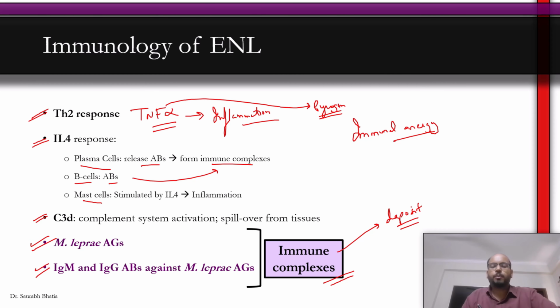We know that complement system is also activated in ENL. That leads to increase in the levels of C3D. Okay, but the latest theory says that C3D could be just a bystander molecule, increased because there is inflammation happening, not as a pathomechanism of ENL. Clear? Let's move forward.